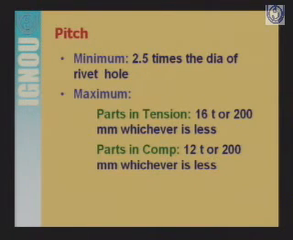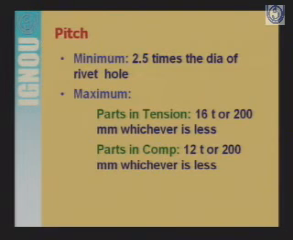Code says that minimum pitch should be 2.5 times the diameter of the rivet hole, that is 2.5 d dash. For maximum pitch, the code specifies two different limits depending upon whether that part is in tension or compression.